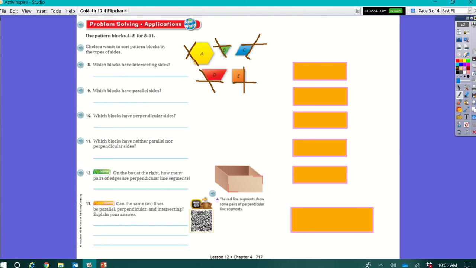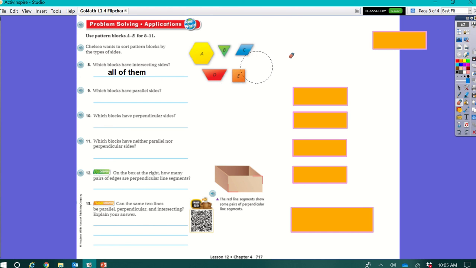So for question 8, which blocks have intersecting lines? What's our answer? Okay, if you said all of them, you are correct. So you can go ahead and write all of them on the line. Then I'm going to erase my lines. You can leave them there or you can erase them.